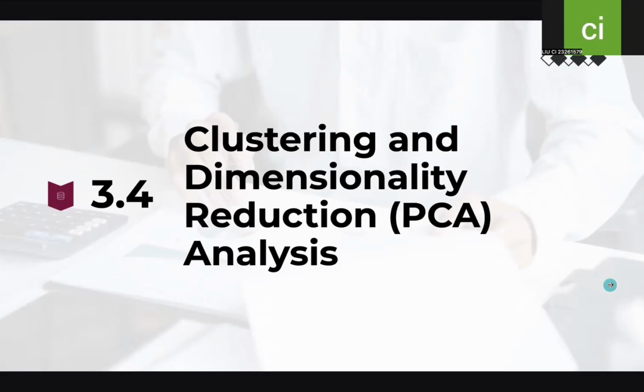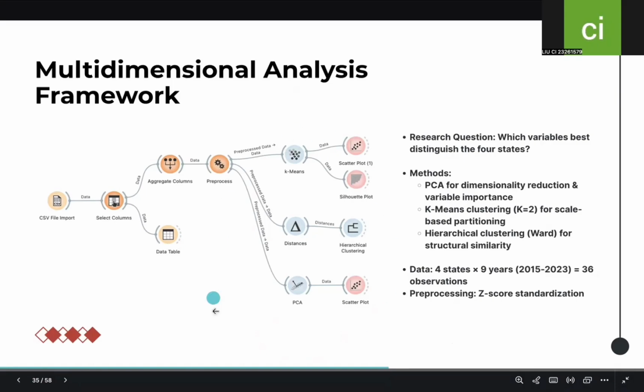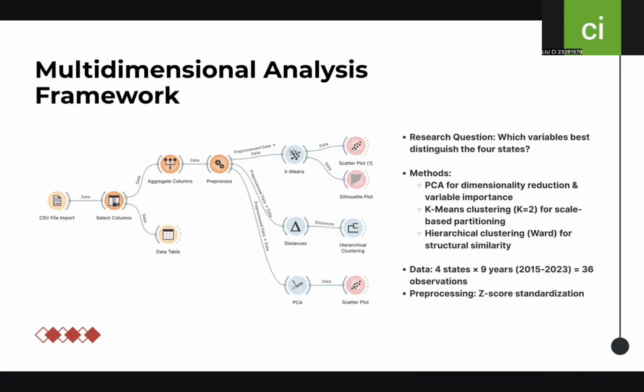Now let's utilize clustering and PCA to do the analysis and try to answer the research question: which variables best distinguish the 4 states? Here is the orange flow. Our data covers 4 states over 9 years, 36 observations total. To ensure fair comparison across different features like GDP medians and education percentages, our variables were z-score standardized. So after the aggregate columns and z-score standardization, we use 3 methods: PCA to identify key variables, k-means for scale-based grouping, and hierarchical clustering for structural similarity.